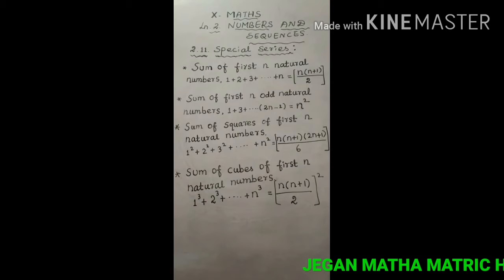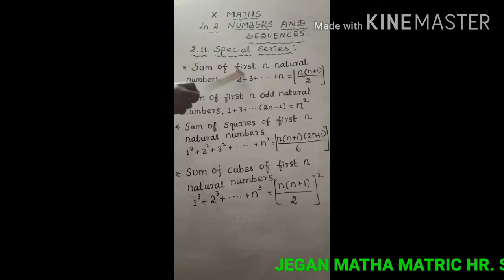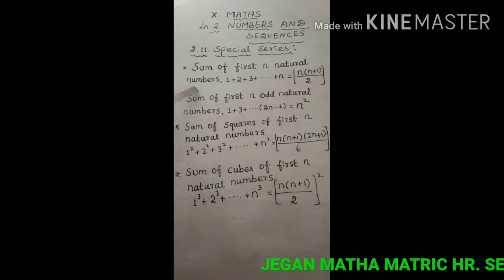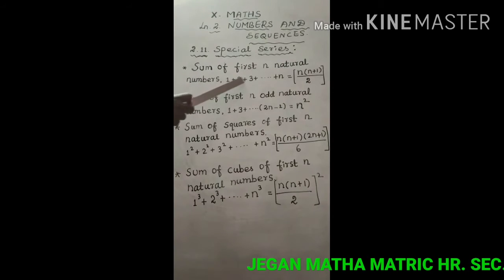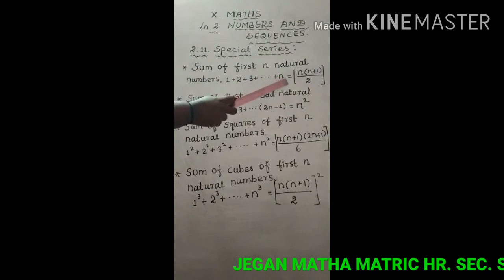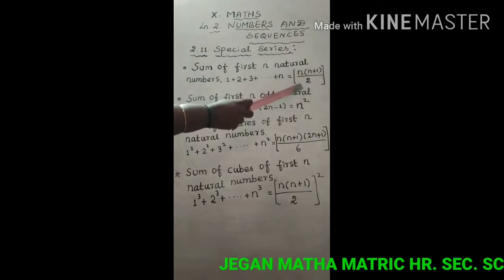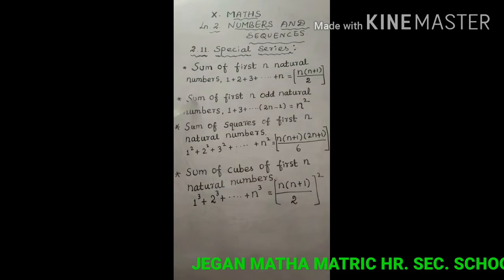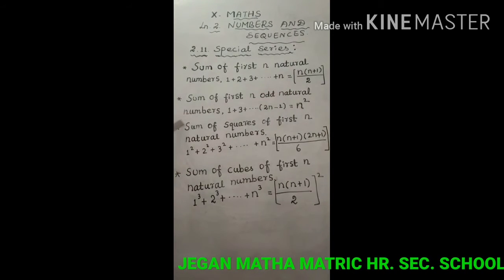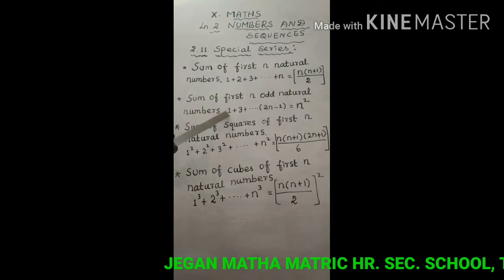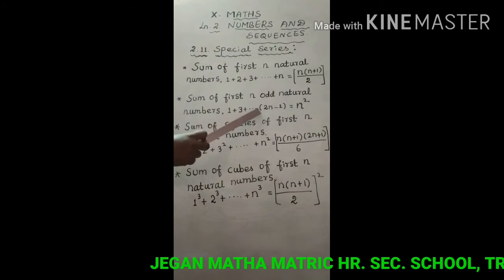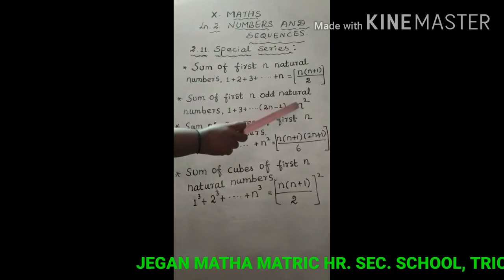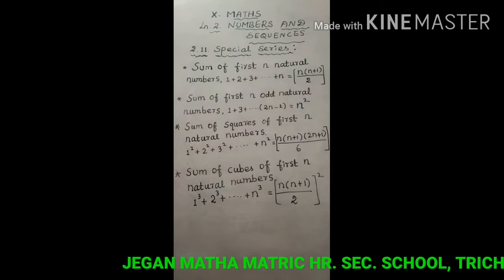Here we study some common special series. The first one, the sum of first n natural numbers, that is 1 plus 2 plus 3 up to n, is equal to n into n plus 1 divided by 2. The next one, the sum of first n odd natural numbers, 1 plus 3 plus up to 2n minus 1, is equal to n square.